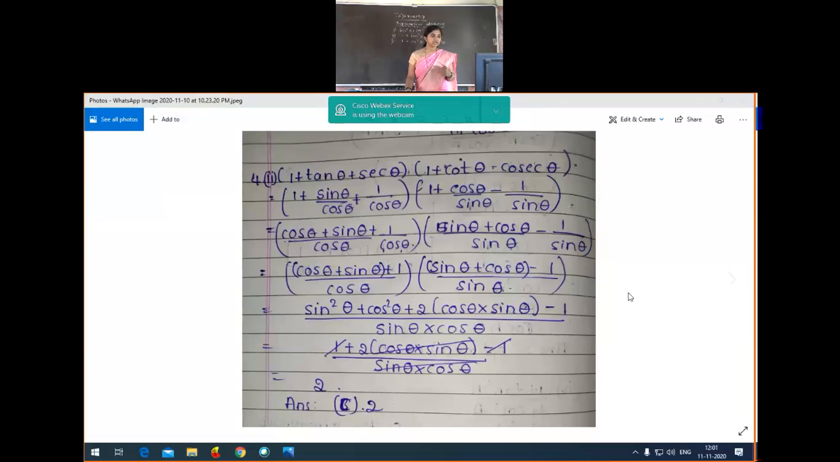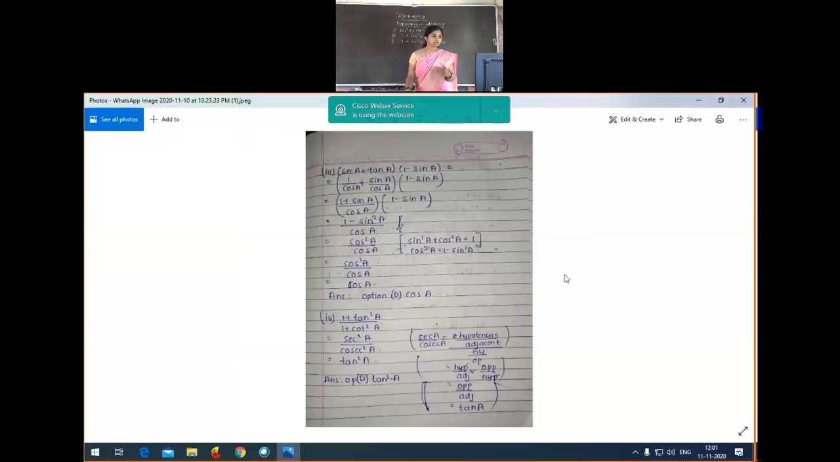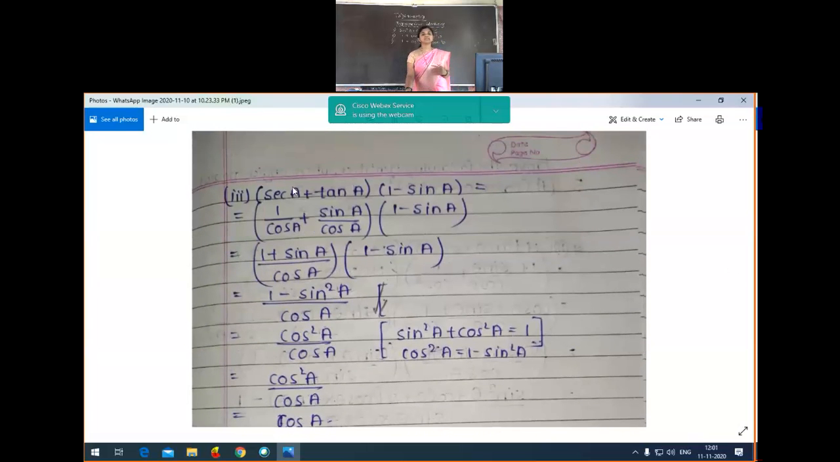So we'll go to the next question now. Third problem, third multiple choice question. Secant A plus tan A into 1 minus sin A is equal to dash. Options are secant A, sin A, cosec A, cos A. We have to think which one is the right answer.